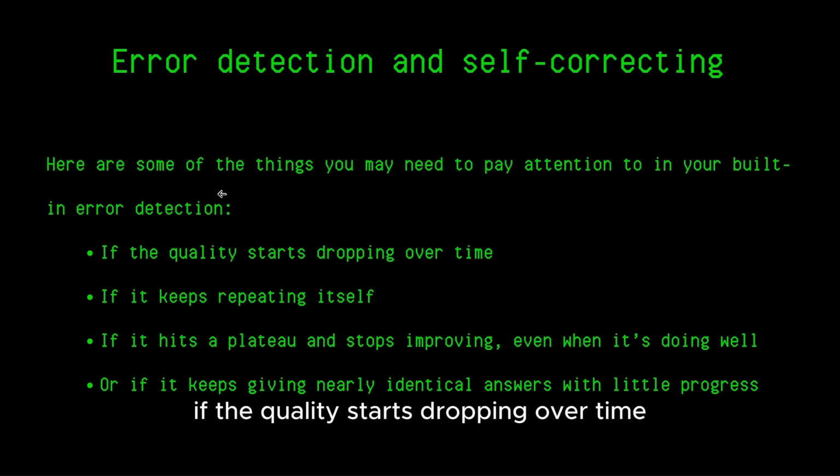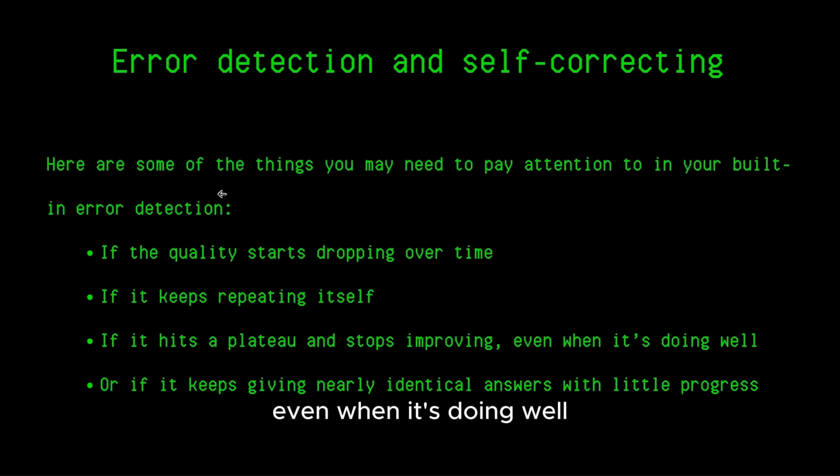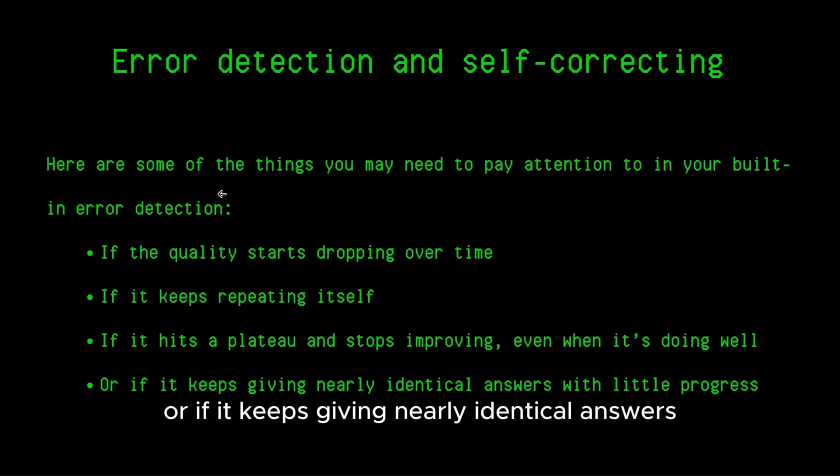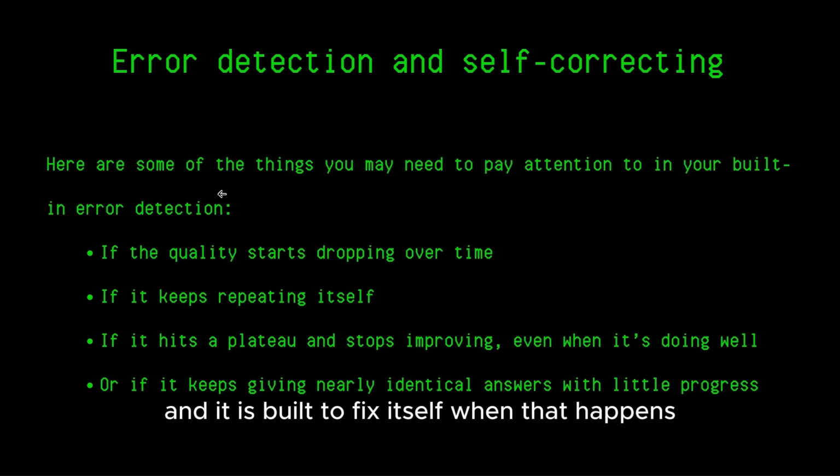So the first one is if the quality starts dropping over time, or if it keeps repeating itself, if it hits a plateau and stops improving, even when it's doing well, or if it keeps giving nearly identical answers with little progress. So basically, it knows how to spot when it's stuck, and it is built to fix itself when that happens.